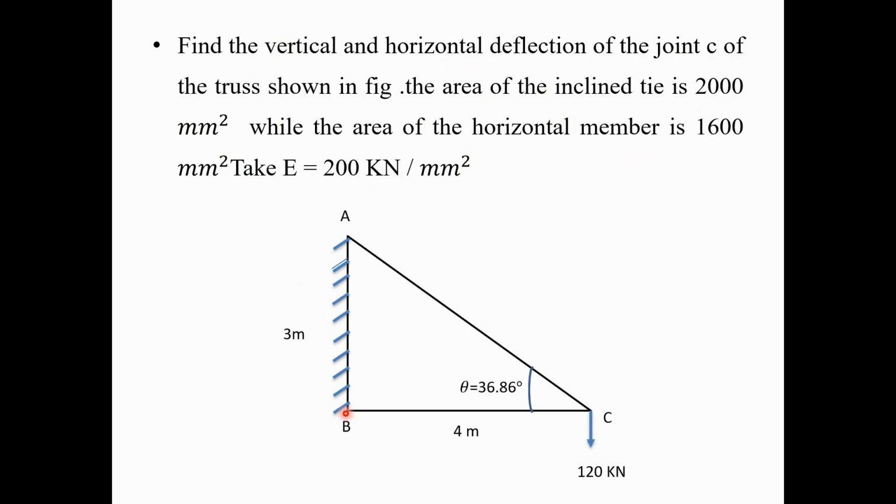This is the respective truss given for the analysis. So this is a cantilever truss ABC. One external load is applied at joint C. The BC distance is 4 meter, AB distance is 3 meter. So angle theta is equal to 36.86. Now we have to find out the vertical and horizontal deflection of the joint C by the unit load method.